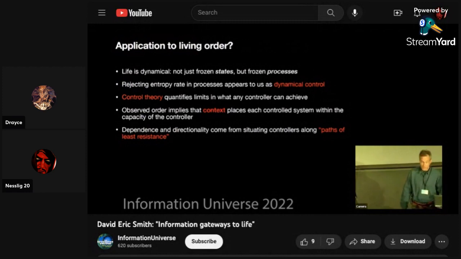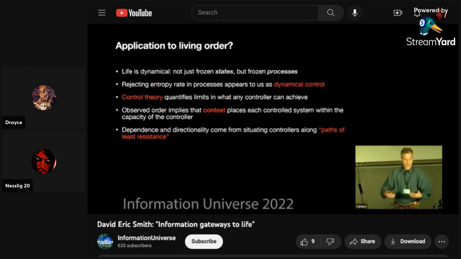Well, first, life is inherently dynamical. It's not just frozen states, but frozen processes. That means that the entropy we care about is the continually encroaching sequence of fluctuations. Their ongoing elimination is what we experience as dynamical control. We have a theory of dynamical control, now more than half a century developed, called control theory, and it allows us to quantify what any controller can or can't achieve.